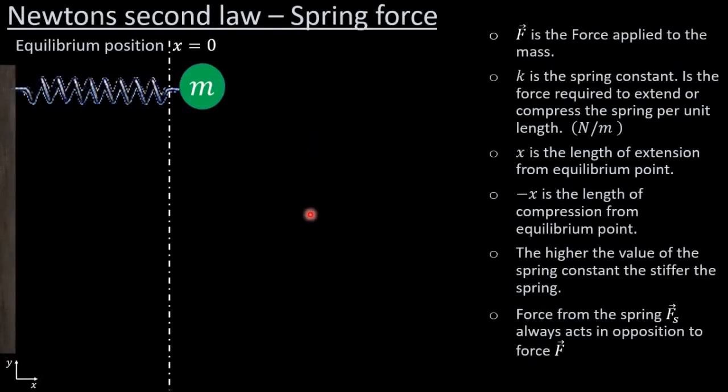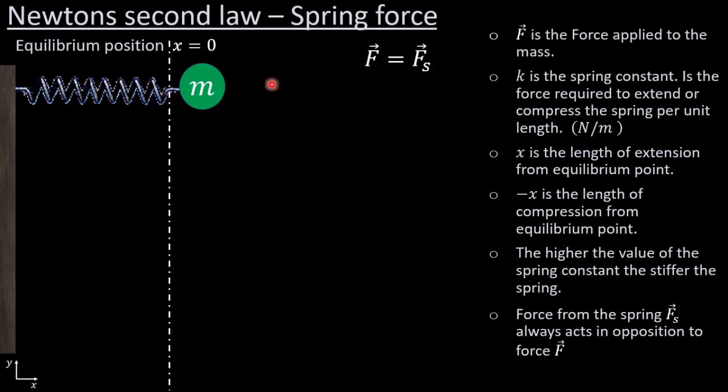So let's have a look at the spring force. Here we have our particle attached to a spring, and at this point we call the equilibrium position, where x, the extension or compression, is 0. That is the equilibrium position, where the spring is neither being stretched nor compressed.